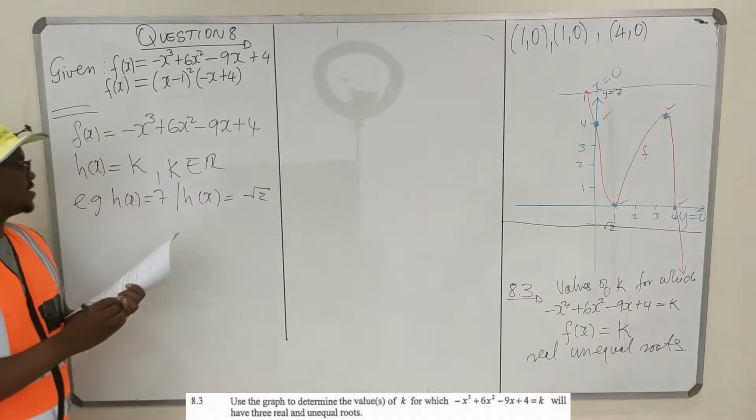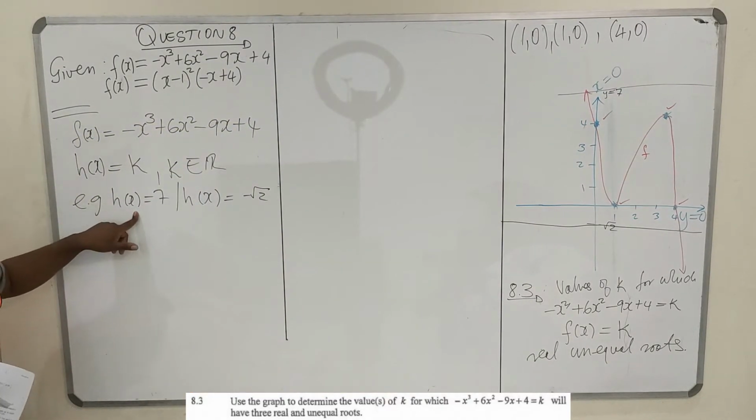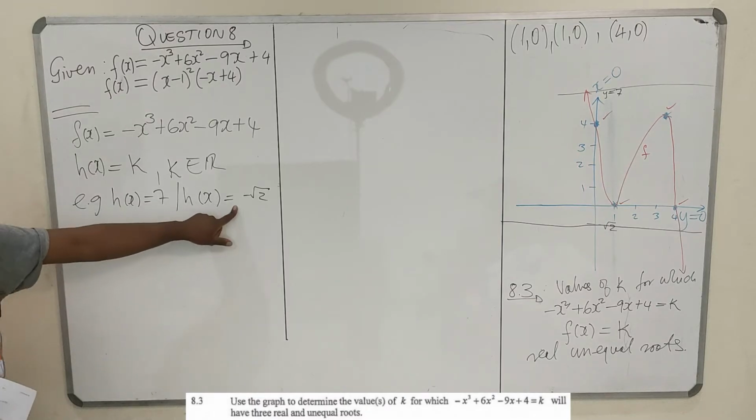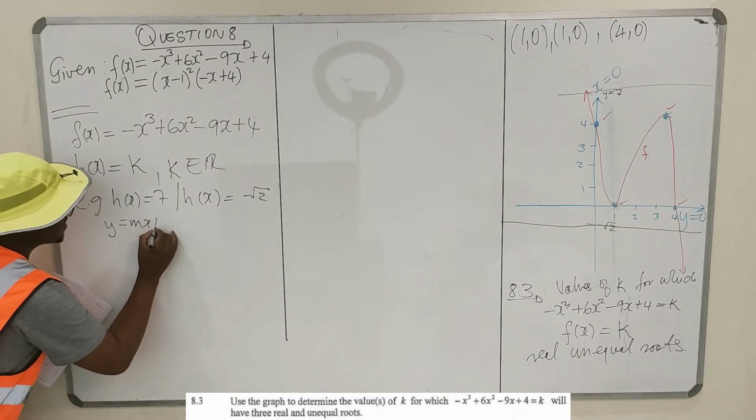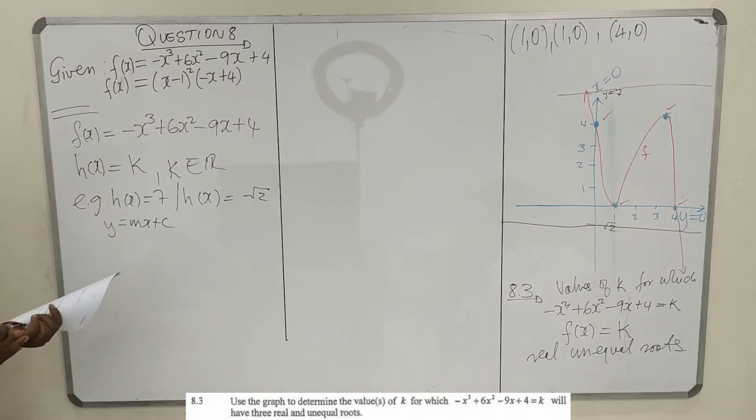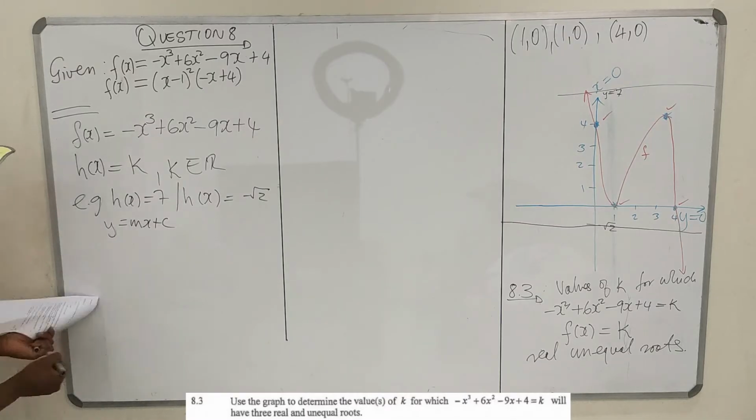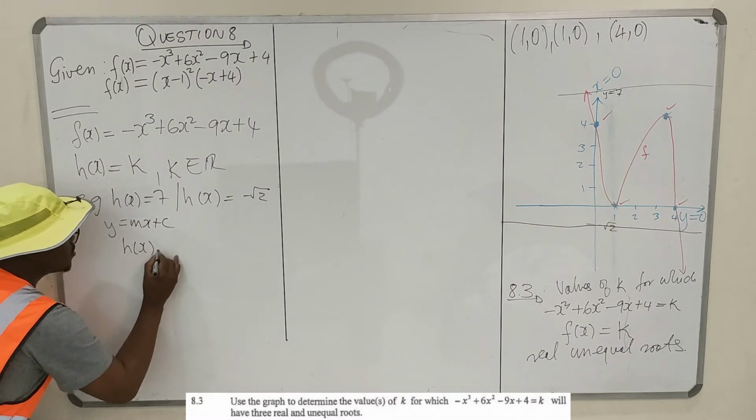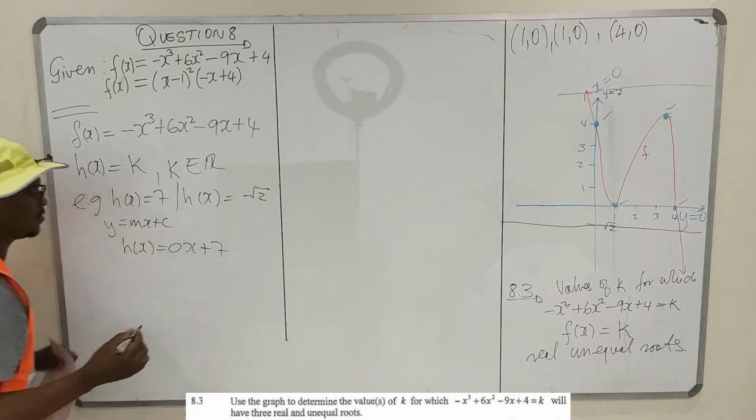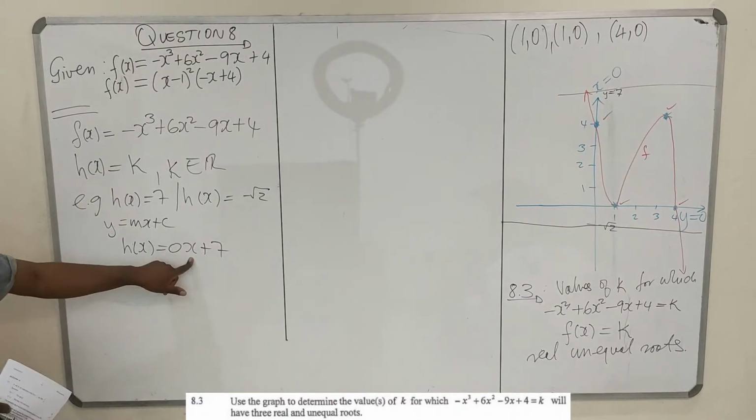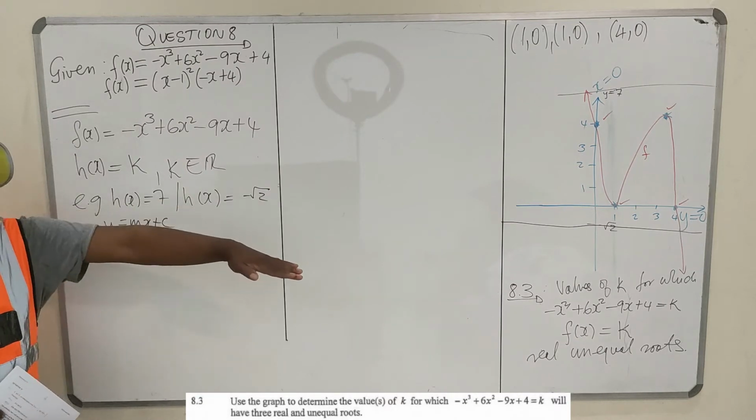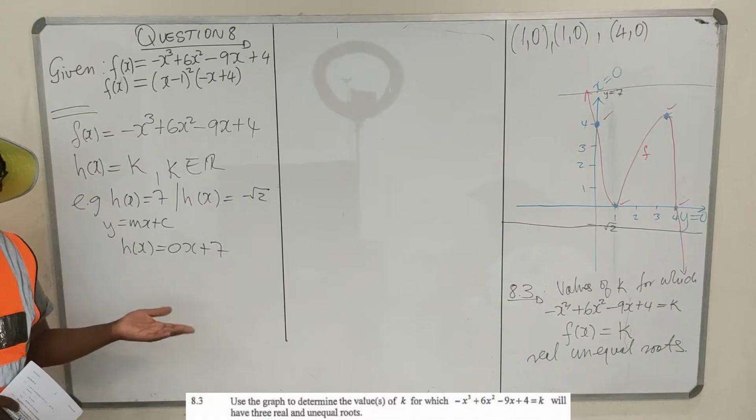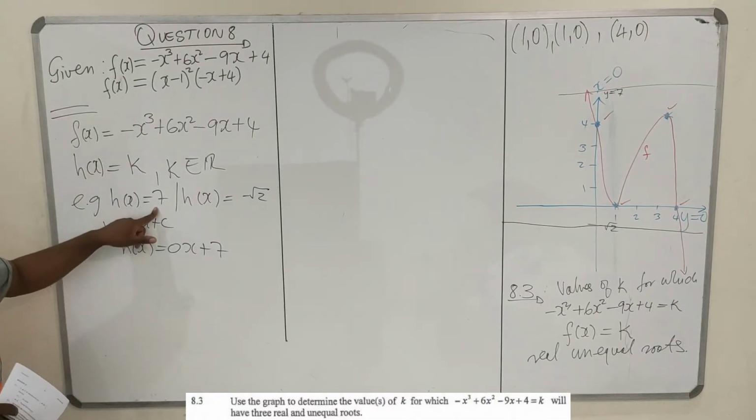So the point is, this is a straight line, a horizontal line, right? And this is a horizontal line, because you know a line is in the form y is equal to mx plus c. But if the line is horizontal, then the gradient is 0. So which means this line h of x is equal to 0x plus 7. But 0x is 0. That's why we just write it simply 7. The gradient is horizontal. You don't have any gradient. You don't have any slope. That's why we just write it like that.